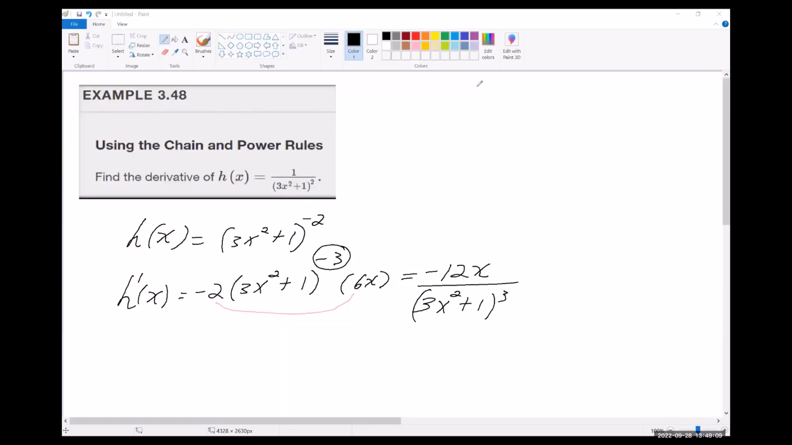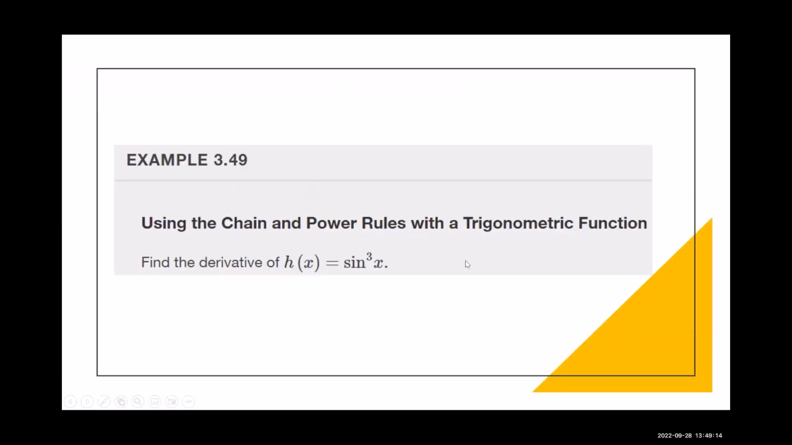All right, so let's go ahead and look at another problem, and we're again going to use the chain rule. I think part of the trouble with this one is that it's a little hard to read if you don't understand why the 3 is in the middle. But h of x is sine of x cubed, basically. So let's take a look at that one. h of x is sine cubed x.